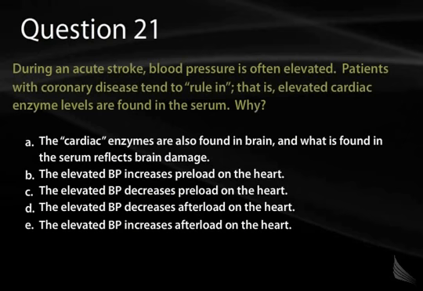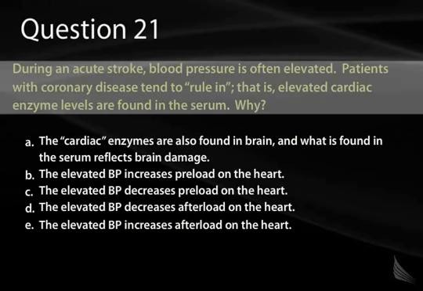During an acute stroke, blood pressure is often elevated. Patients with coronary disease tend to, quote, rule in, that is, elevated cardiac enzymes are found in their serum. Why? A, the, quote, cardiac enzymes are also found in the brain, and what is found in the serum reflects brain damage. B, the elevated blood pressure increases preload on the heart. C, the elevated blood pressure decreases preload on the heart. D, the elevated blood pressure decreases afterload on the heart. Or E, the elevated blood pressure increases afterload on the heart.